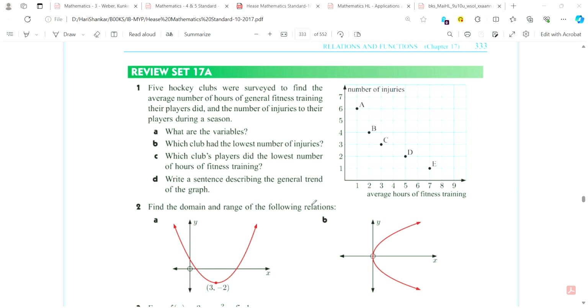While the range of this parabola is all real numbers. I can see this graph is going down till infinity, going up till infinity, so it will take all the y values. Of course, except 0. So y belongs to all real numbers except y not equal to 0.